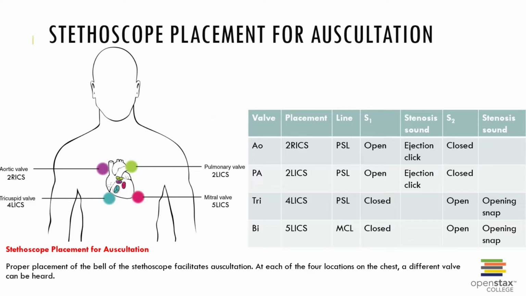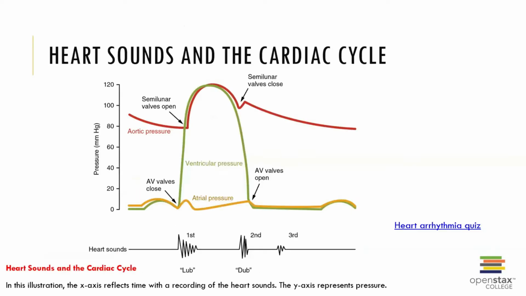So in lab, we'll have a chance to auscultate specific valves. You can see on this slide here, you have the aortic valve, the pulmonary valve, the tricuspid valve, and the mitral valve. So you definitely want to know the locations of those. So here's a little bit more information on the heart sounds as they relate to the cardiac cycle. And you can see where the lub and dup occurs.